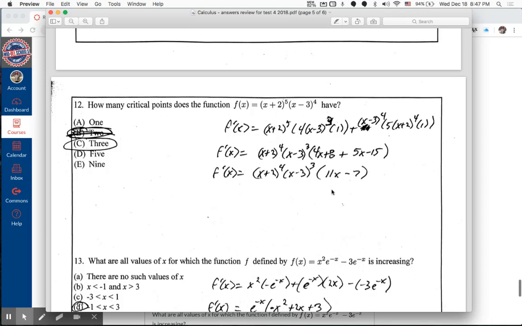So if I set this equal to 0 and solve, I'm going to get a critical point for this piece, a critical point for that piece, and a critical point for that piece. So that's why my answer is 3.